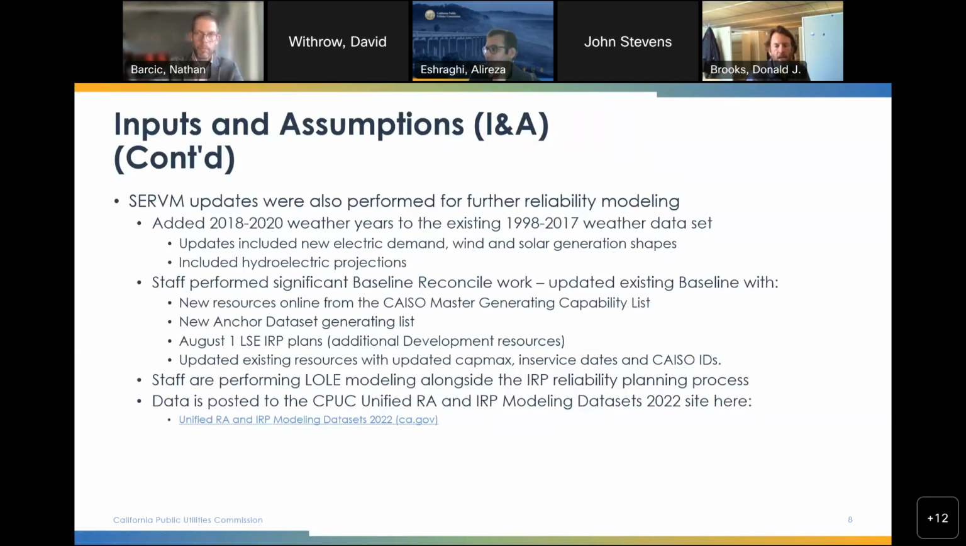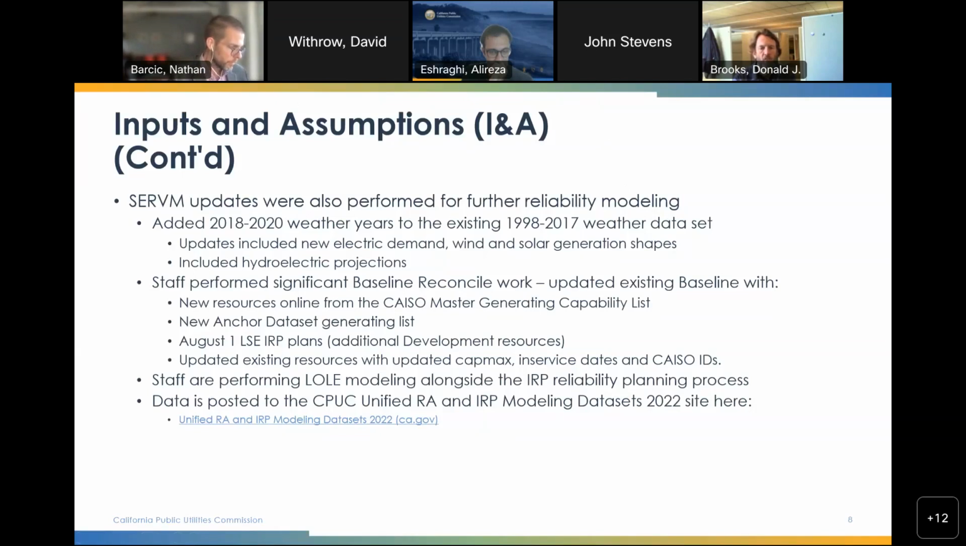And we get that by looking at the ISO master generating capability list, that public list that's posted inside the OASIS database on the ISO website. New anchor data set generating list, I'll have to confirm whether it's the 2030 or the 2032 ADS case. August 1 LSE IRP plans. LSEs filed IRP plans on August 1st, 2022, and included some additional in-development resources to go along with the resources that were already in the baseline or in development, some of which have come online since the last time we looked at LSE IRP plans.